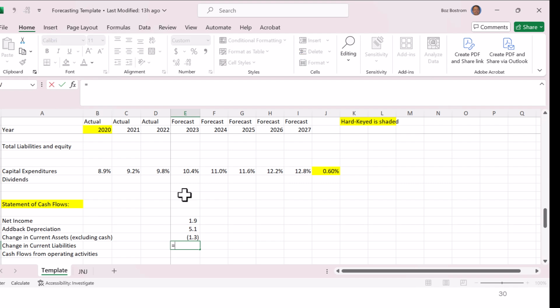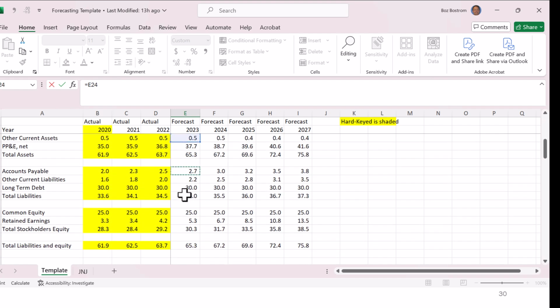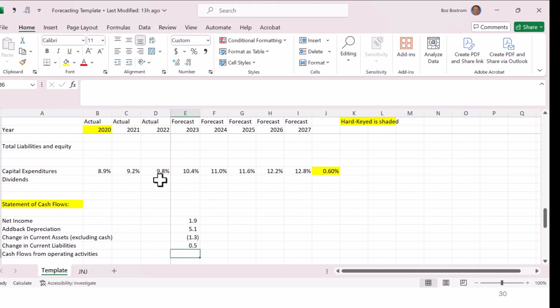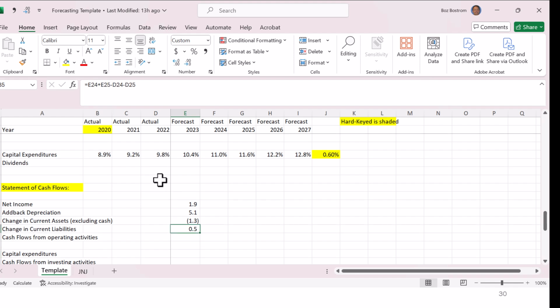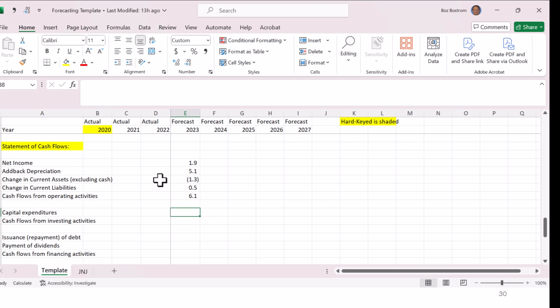Now current liabilities equals, and then I will go up to accounts payable, which is a current liability, plus other current liabilities. Subtract off previous year. So with current assets, I did prior minus current. With current liabilities, I'm doing current minus prior. And that's because if current liabilities go up, we need to show an increase on the statement of cash flows. Again, an example is coming on that. I'll do an alt equals here. Cash flows from operating activities, $6.1 million.